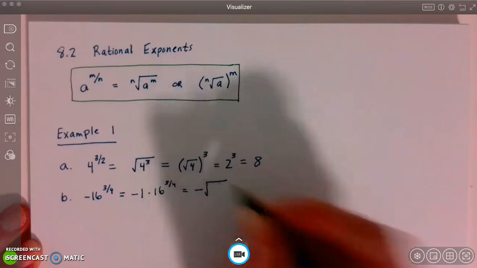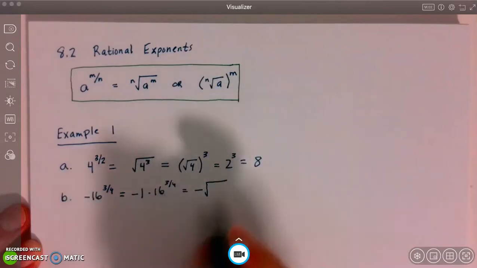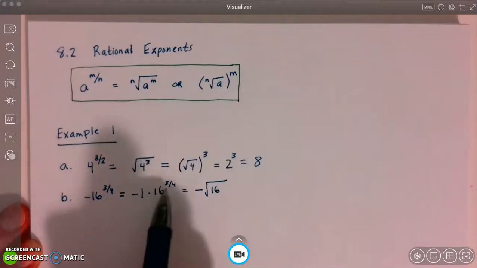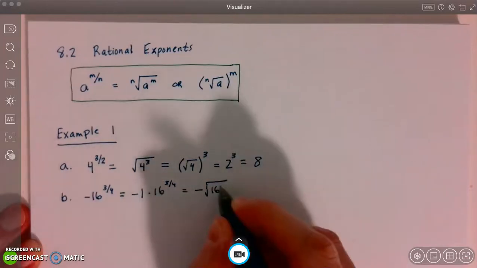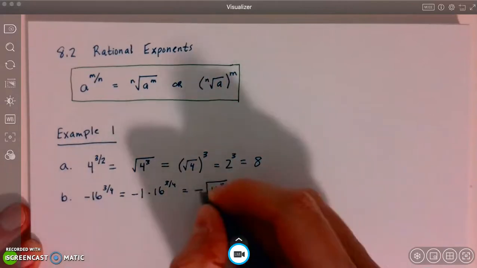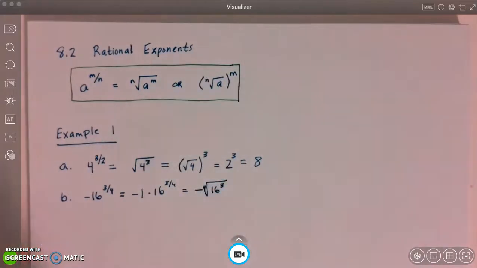So I'm going to go ahead and make my radical box. I know that this is going to be my radicand. 16 goes inside. 3, my numerator, stays with the radicand. And then the denominator is my index. So this is the 4th root of 16 cubed. Now you could do 16 cubed if you wanted to, right? 16 times 16 times 16. But that's going to be a huge number.